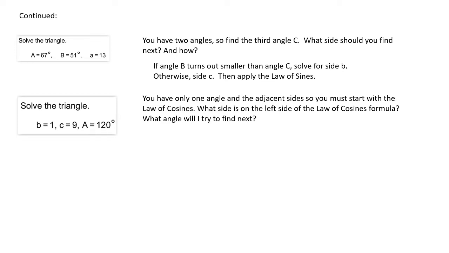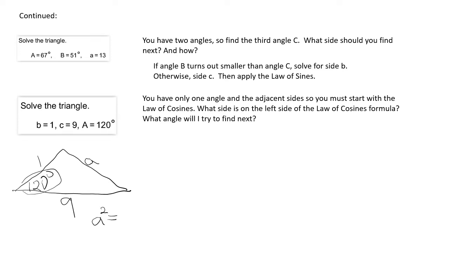Well, if we look at our triangle with the information we have, angle A, side B, side C, and we're looking for side A, right? Well, since we're working with angle 120, which is angle A, side A is going to be on the left-hand side of the law of cosines.